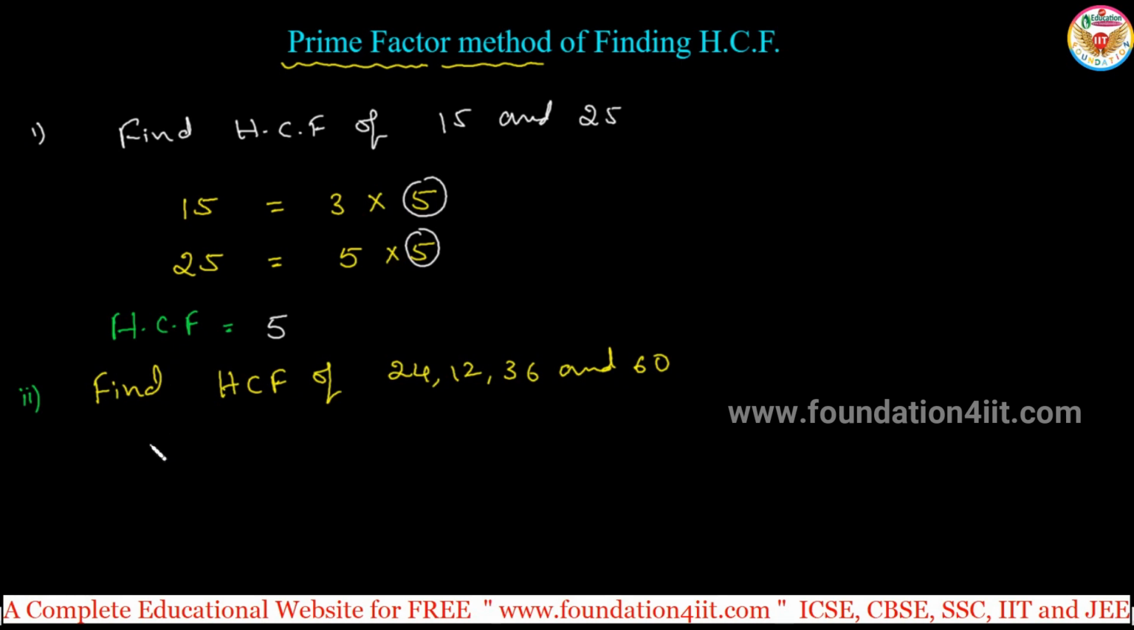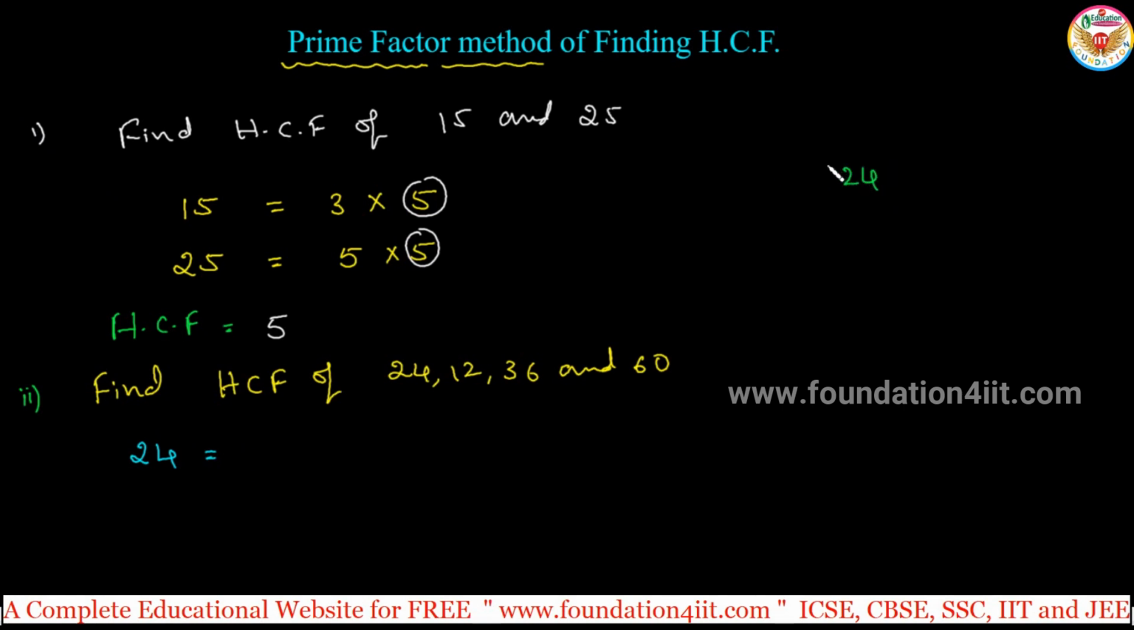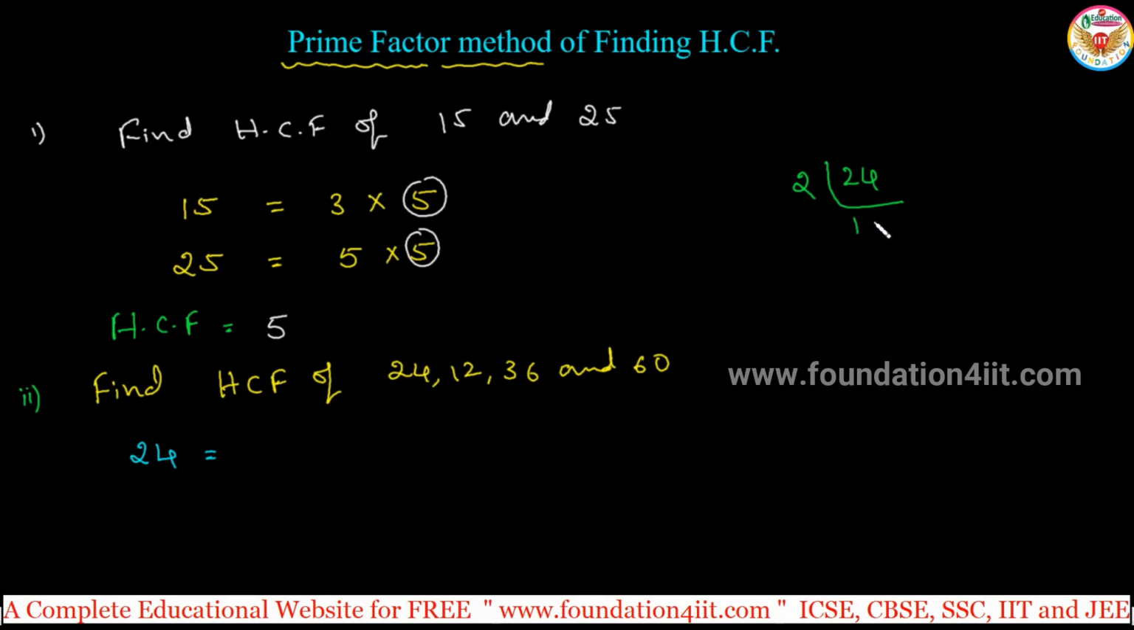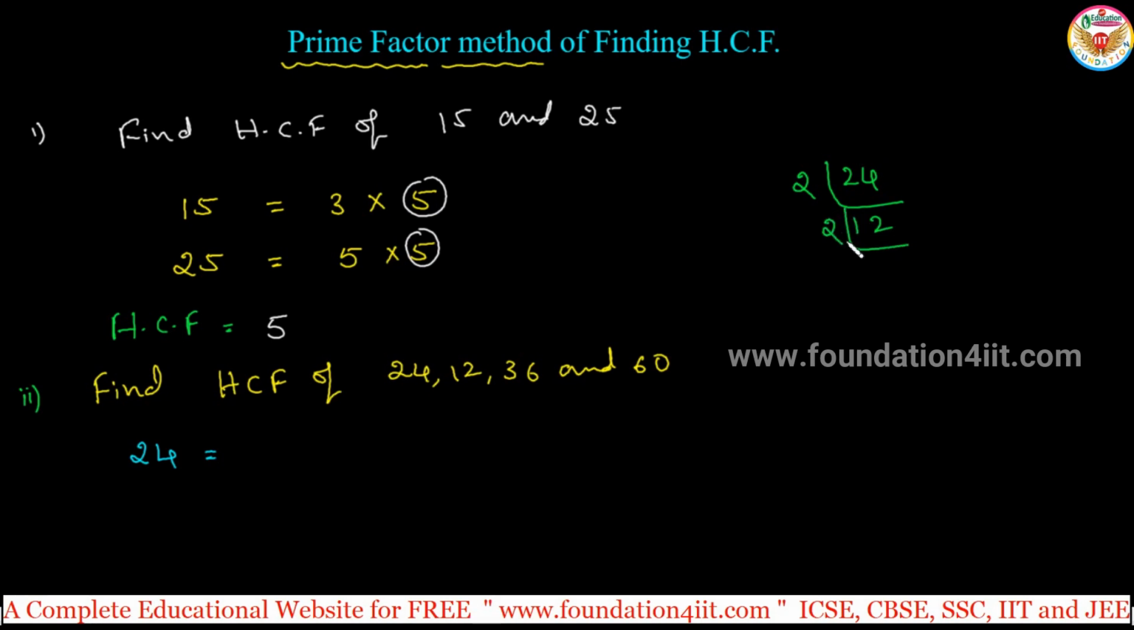First step, we should write 24 as a product of prime numbers. If you are unable to find it, take 24 and divide with prime numbers. The first prime number is 2. So check the 2 table for 24. 2 ones are 2, 2 twos are 4, so 12. That means 2 into 12 is 24. Again take this 12. 2 is a prime number; if 2 is not possible, take the next prime number.